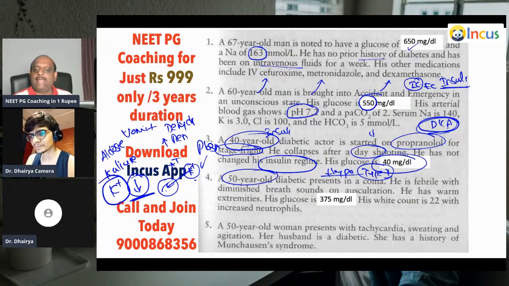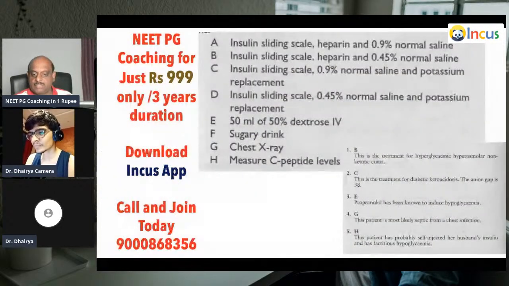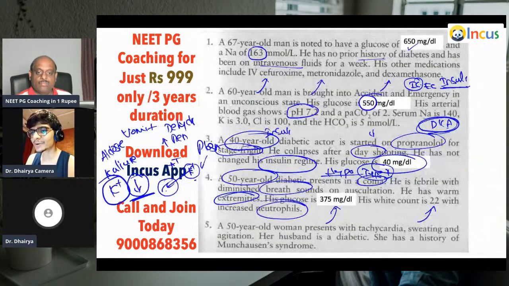Now, a 50-year-old diabetic presents in coma. He is febrile, with diminished breath sounds. He has warm extremities. His blood glucose is 375, and the WBC count is increased with neutrophilia. So what is your diagnosis, doctor? This patient most likely has diabetic ketoacidosis along with an acute infection. Because breath sounds are diminished, this patient probably has a lower respiratory tract infection, which just precipitated a diabetic coma. First step is to send cultures, start antibiotics, start IV hydration, and manage the sugars.